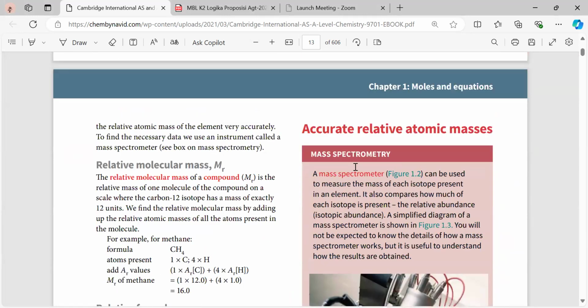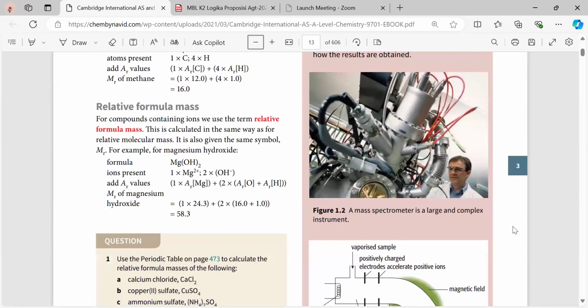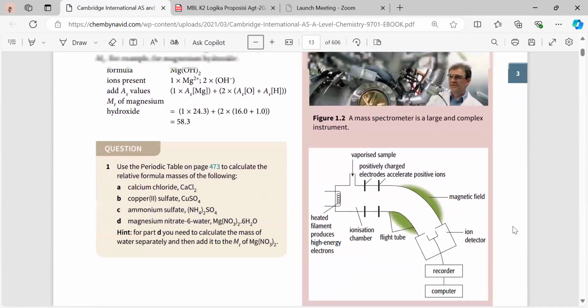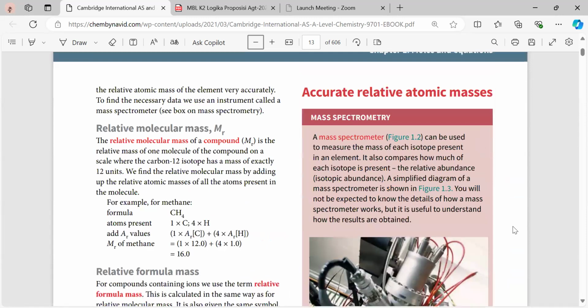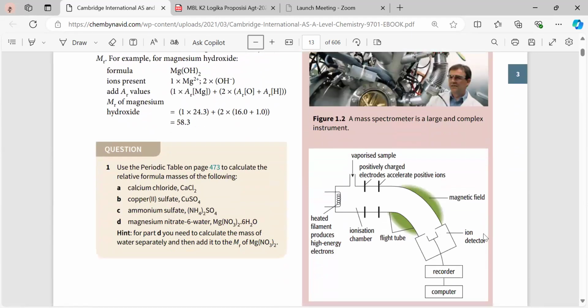So this is mass spectrometry, accurate relative atomic masses. A mass spectrometer can be used to measure the mass of each isotope represented in an element. This is basically a tool, the mass spectrometer. It's a very large and complex instrument used to measure the mass of each isotope. And basically, this is the compartment of it and how to use it.